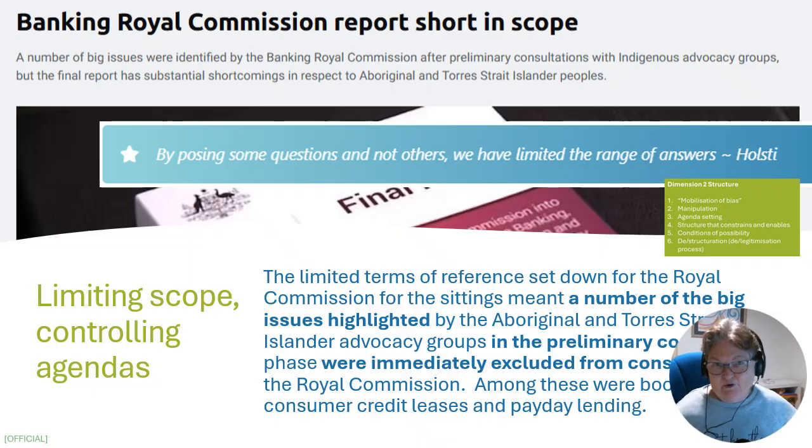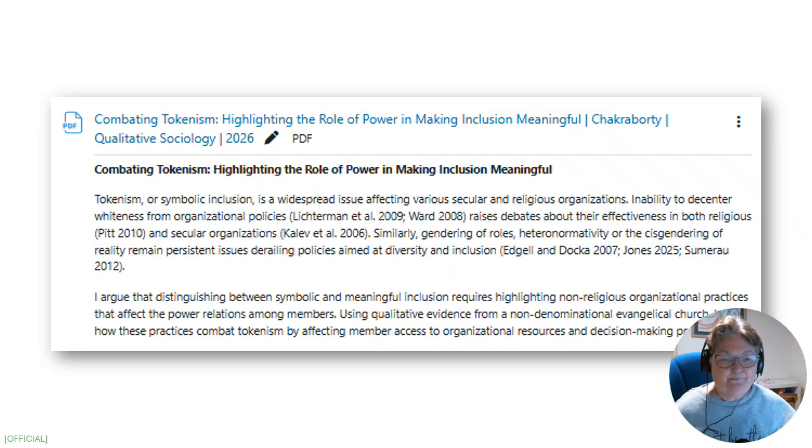Holsti, one of my favourite writers, says that by posing some questions and not others, we limit the range of answers. It's not the same as this, but that's why when I talk about critical thinking and I say, what other questions can you ask? This is what I mean. The more questions you ask and the more variety of questions you ask, the better the range of answers that you will get to choose your solutions from.